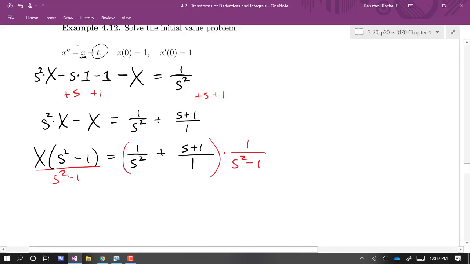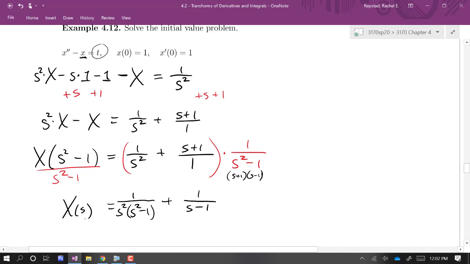So if I distribute this 1 over s squared minus 1 through these parentheses, the first term is 1 over s squared times s squared minus 1. Plus, now on the other term, I'm actually going to get to cancel because remember s squared minus 1 is a difference of squares. So the s plus 1s will cancel, and I have 1 over s minus 1 here. So this is our X of s function.